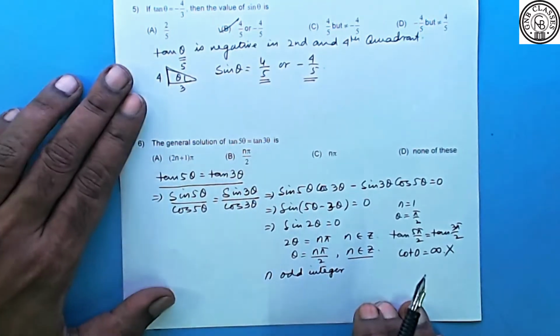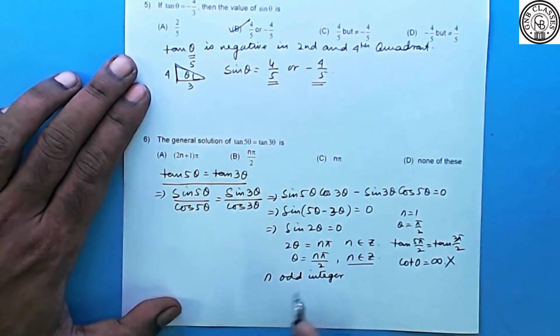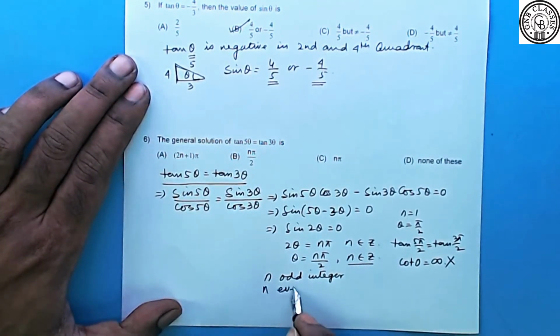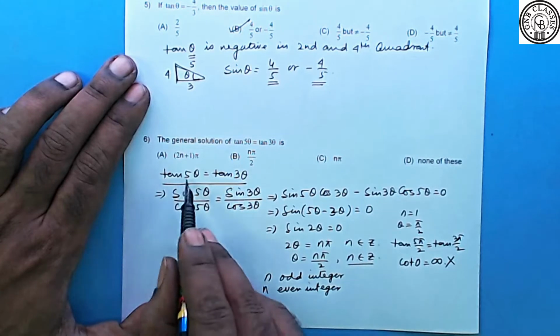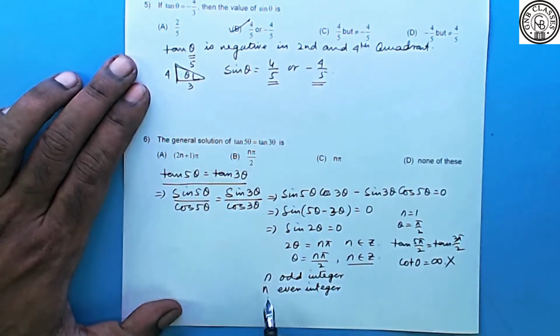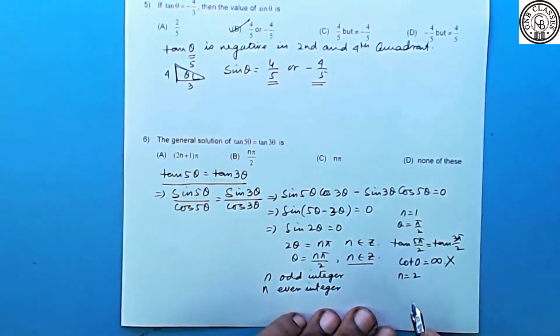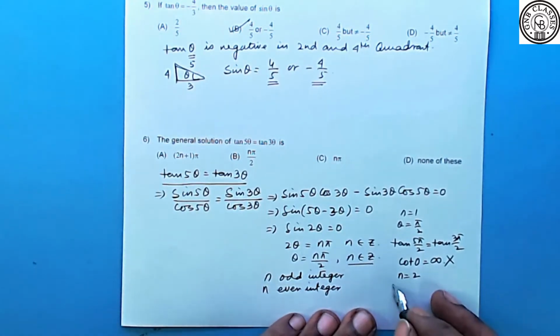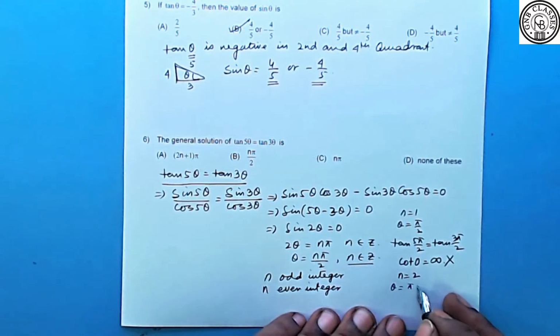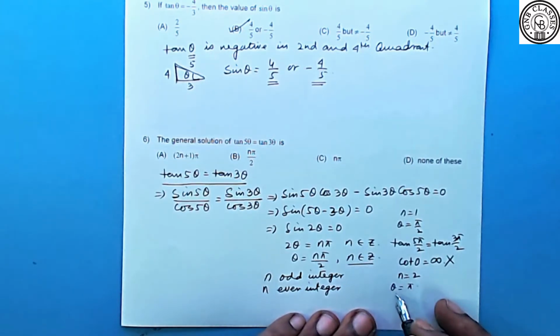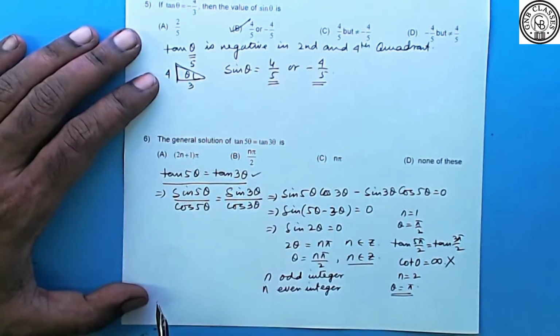Therefore, we will take n as an even integer. Let us check in that case, because one thing for sure, if n is an odd integer, this equation will not be satisfied. Now if n is an even integer, what happens? Let us take n is 2. In that case your theta becomes pi only. Now check whether theta equals pi satisfies this equation or not.